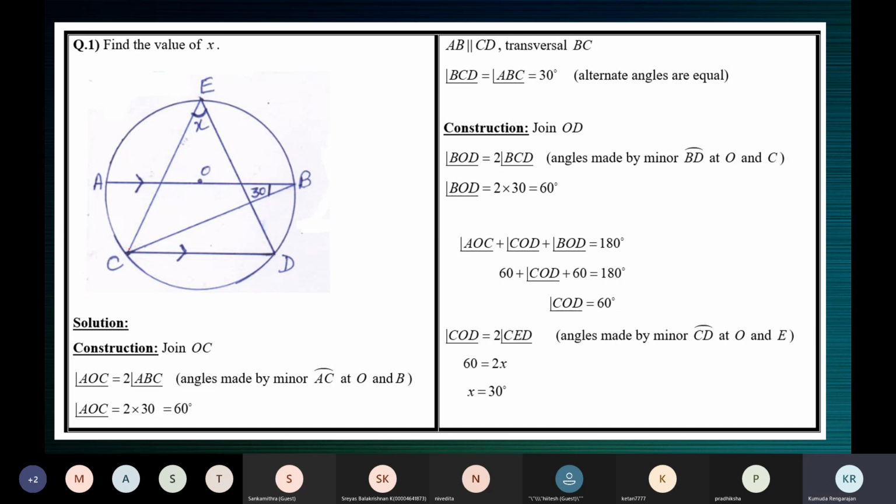Ma'am, can we use this theorem for saying that angle D is 30 degrees? Angles in the same segment of a circle are equal. For which two angles are you talking about? For B and D, ma'am. It's given that angle B is 30 degrees, so can we say angle D is also 30 degrees?